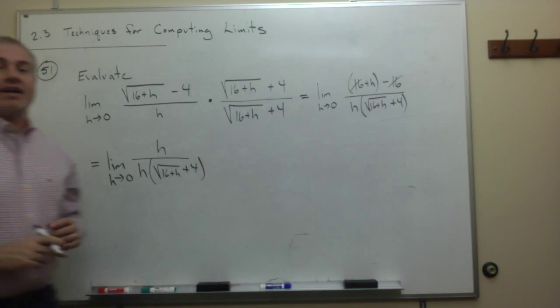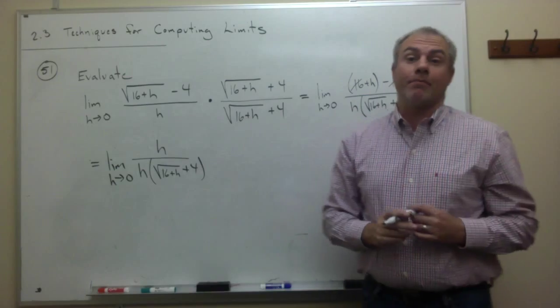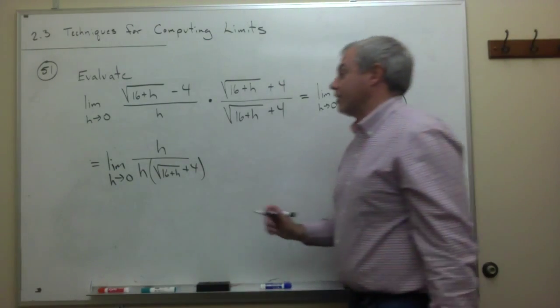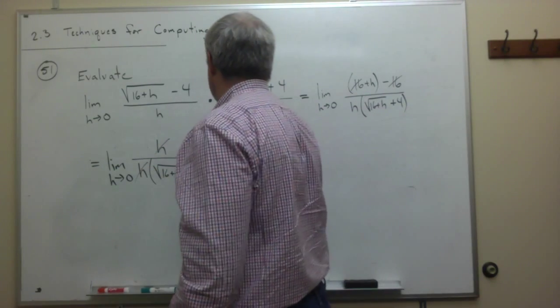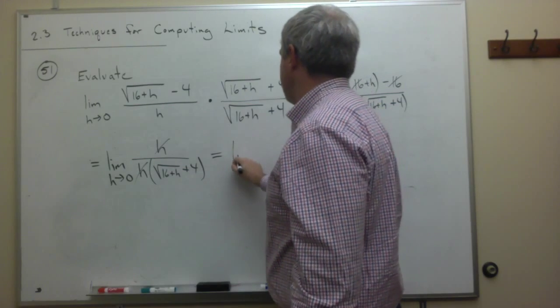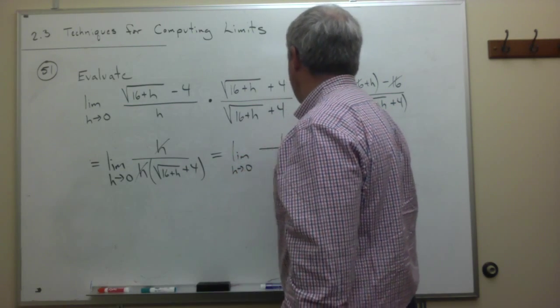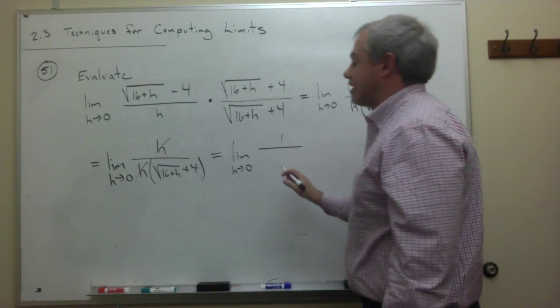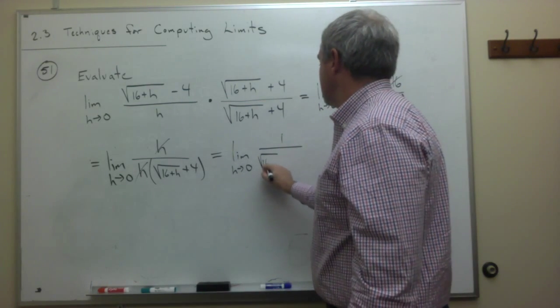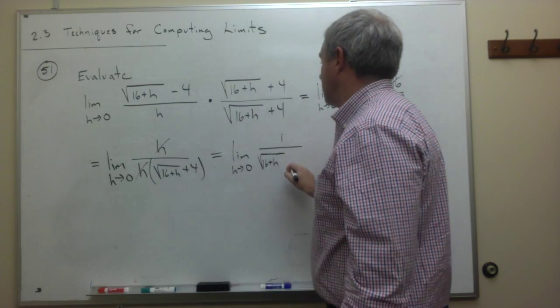Now I have a factor of h on top and bottom, so I can go ahead and cancel the h's. When I do, I get the limit as h goes to 0 of 1 over the square root of 16 plus h plus 4.